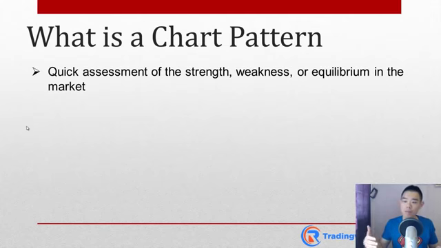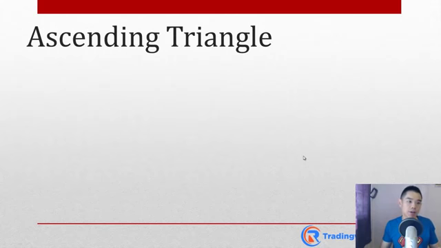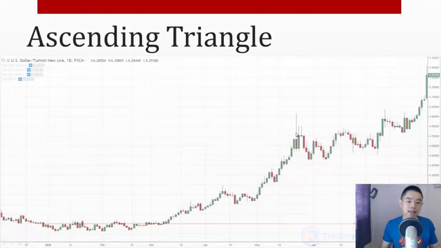It tells you whether the buyers are in control, whether the sellers are in control, or whether both of them are pretty much in equal strength, right? So they summarize a number of candlestick patterns to give you the big picture. This can be used as an entry trigger and to understand the current market condition. So the first pattern I want to share with you is an ascending triangle pattern. This is a sign of strength, okay?